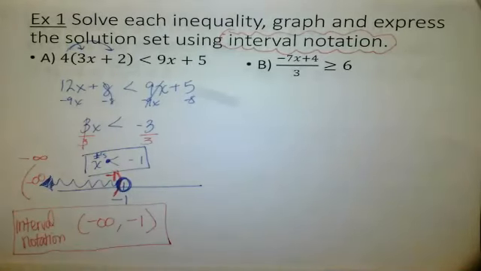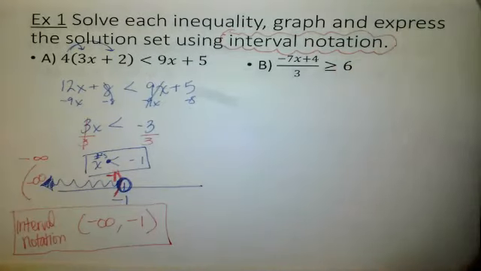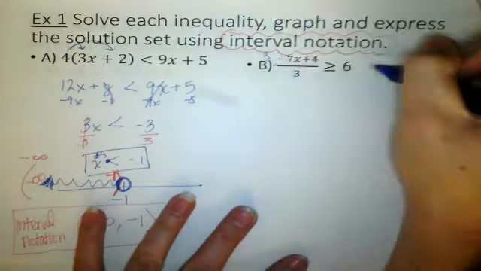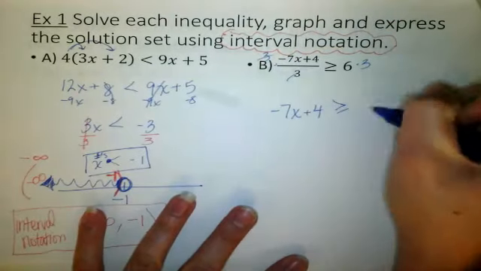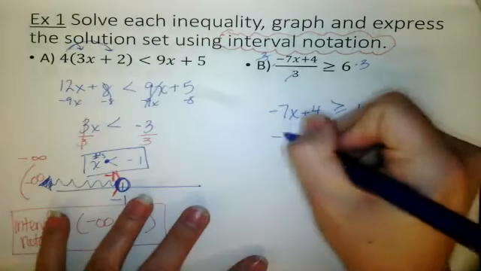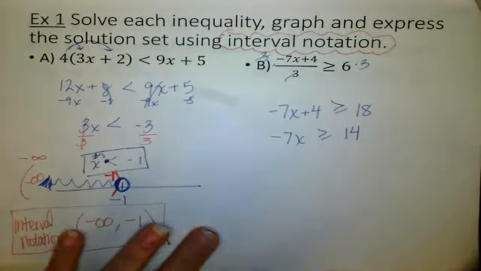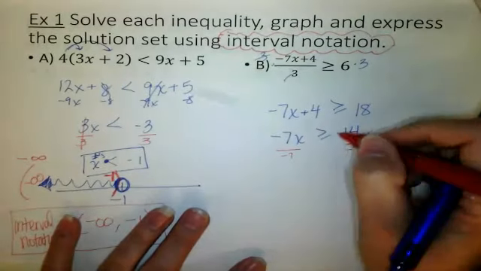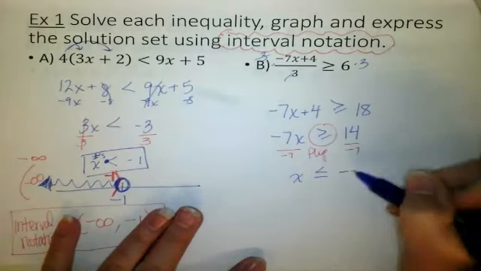All right. (-7x + 4)/3 is greater than or equal to 6. What do you want to do to solve? Multiply both sides by 3. So -7x + 4 is greater than or equal to 18. Subtract 4. So -7x is greater than or equal to 14. Divide by -7 and flip the inequality. So we would say x is less than or equal to -2.